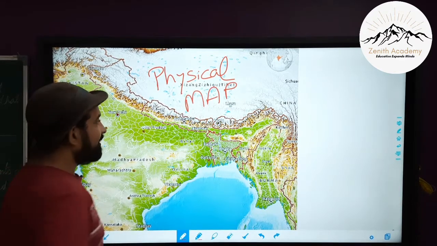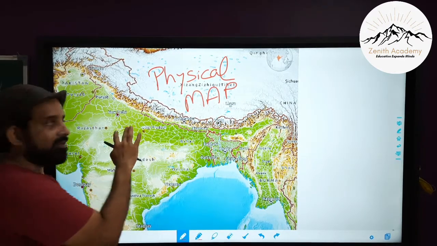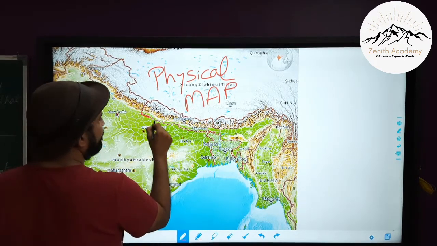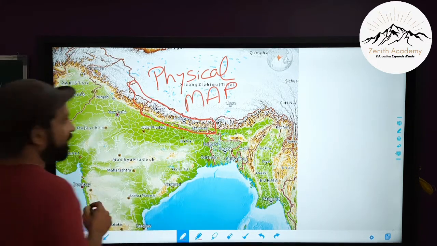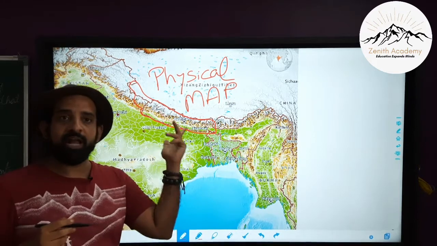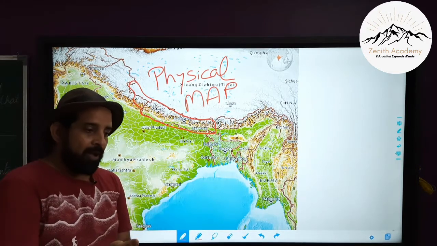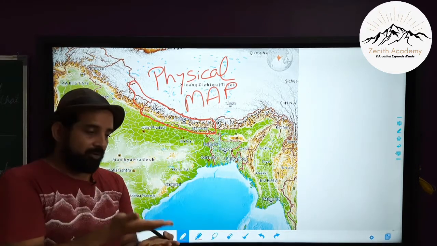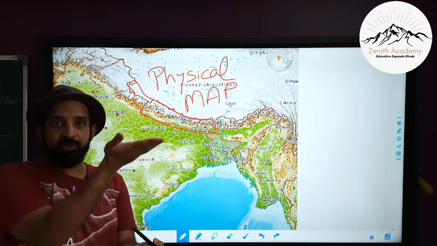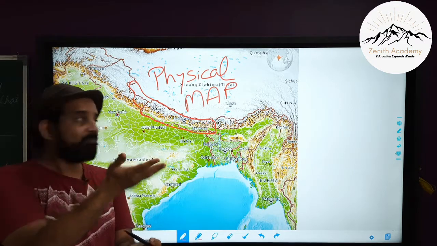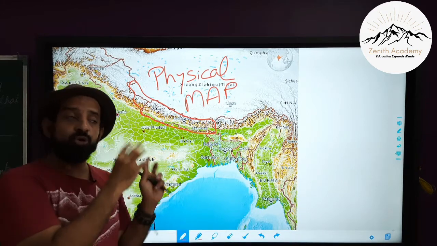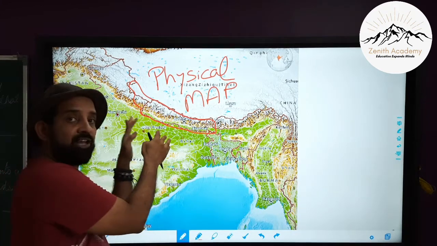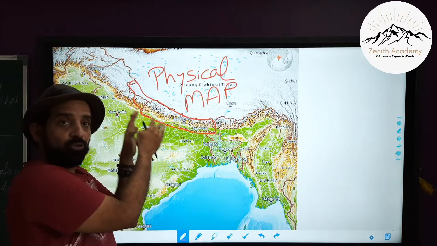Physical map. Now if you see this map and if you see this part, there is a lot of undulations here. Now what are undulations? Undulations are mountains which have been raised up. Okay, on a map these are undulations to clearly show that there are mountains, hill ranges out here.